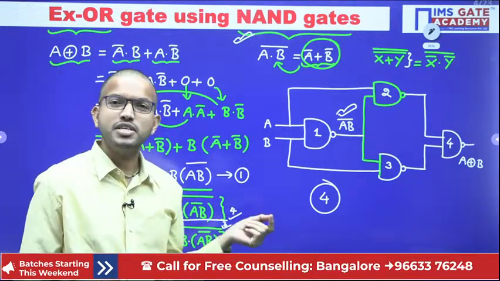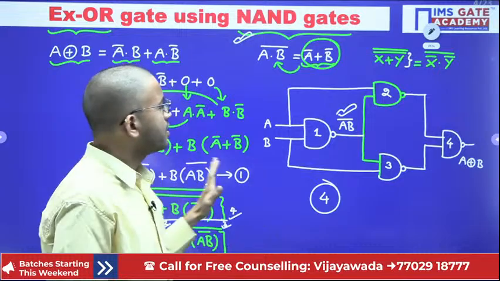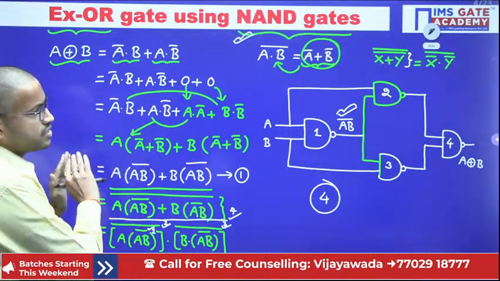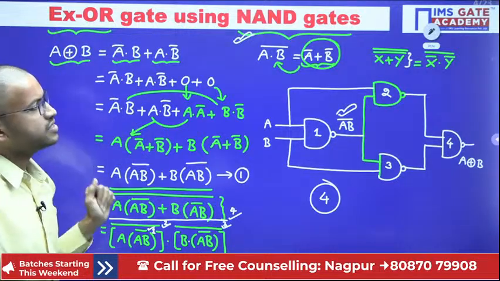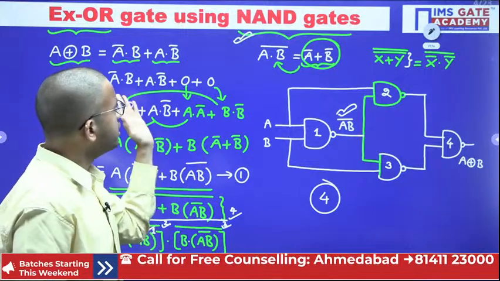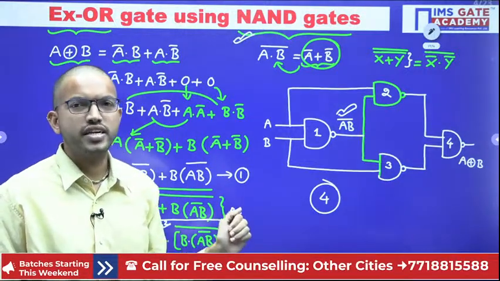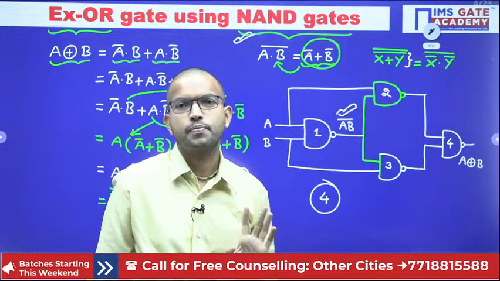Nowadays you have MSQ type questions. So if they want, they can frame the question like this also, with options regarding A XOR B. We can implement A XOR B with the help of 4 NAND gates. And another option is we can implement A XOR B with the help of 5 NAND gates. So you have to choose both options, because both options are correct.